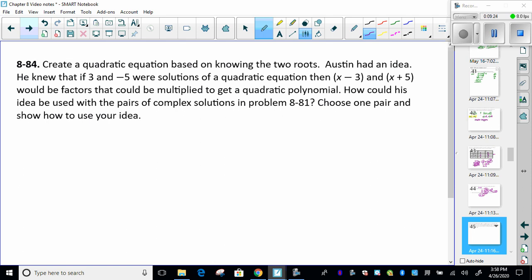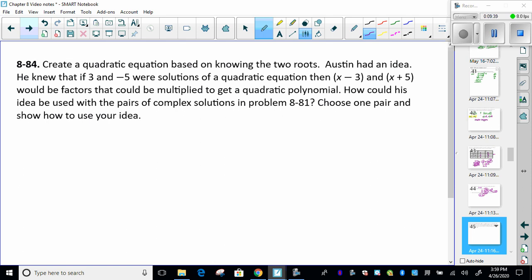So what we're going to now work on is we're going to create a quadratic equation based on knowing two of the roots. So if we know two roots like we did before in that table, we should be able to write an equation for it. So it's kind of going backwards with it. So Austin had an idea.